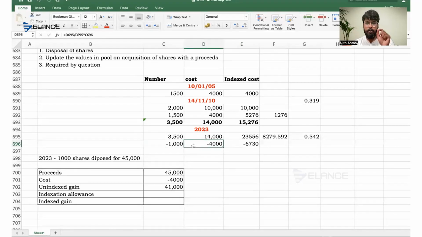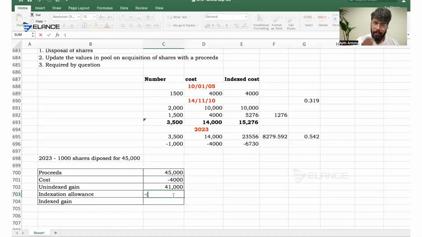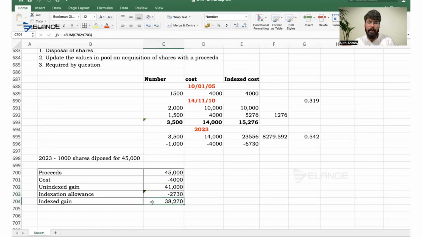1000 ഷെയർ മേടിക്കാൻ ആക്ച്വലി ഐ ഹാഡ് സ്പെൻഡ് 4000. ദെൻ അതിന്റെ ഇപ്പോഴത്തെ വാല്യൂ എന്ന് പറയുന്നത് 6730. അപ്പൊ ഈ വാല്യൂല് വന്ന ഡിഫറൻസ്, കോസ്റ്റിന്റെയും ഇൻഡെക്സ്ഡ് കോസ്റ്റിന്റെയും ഡിഫറൻസ് ആയിരിക്കും ഇൻഡെക്സേഷൻ അലവൻസ്. ഇവിടെ ഇൻഡെക്സ്ഡ് കോസ്റ്റ് 6730, ആക്ച്വൽ കോസ്റ്റ് 4000. അപ്പോൾ ഇൻഡെക്സേഷൻ അലവൻസ് 2730. അപ്പൊ 4000-ൽ നിന്ന് 2730 കുറച്ചാൽ നമുക്ക് 38,270 ഇൻഡെക്സ്ഡ് ഗെയിൻ കിട്ടും.